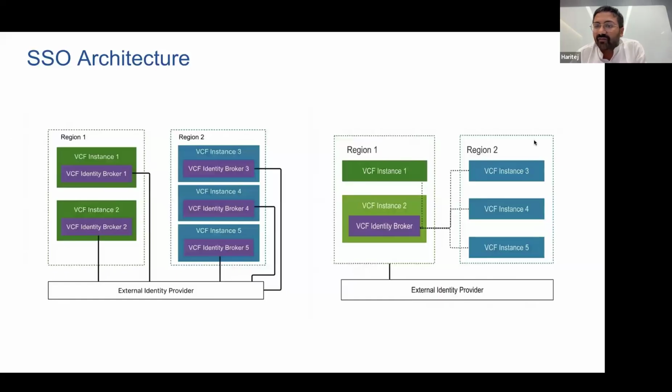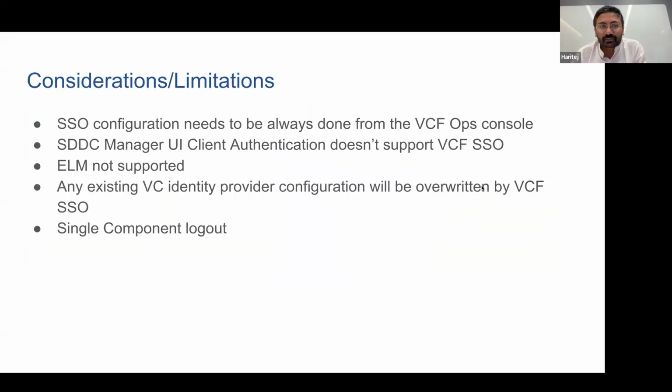Now on the right hand side, I have a shared mode of deployment where my identity broker is sitting only on instance 2, but it is shared across multiple VCF instances, even within the region and outside the region. So here as well, I have 5 VCF instances, but my identity broker is sitting only on instance 2. It can also sit anywhere, be it instance 1, instance 3, but for demonstration purposes here, we have it on instance 2. So this is the SSO architecture. We have dedicated architecture and we have shared architecture.